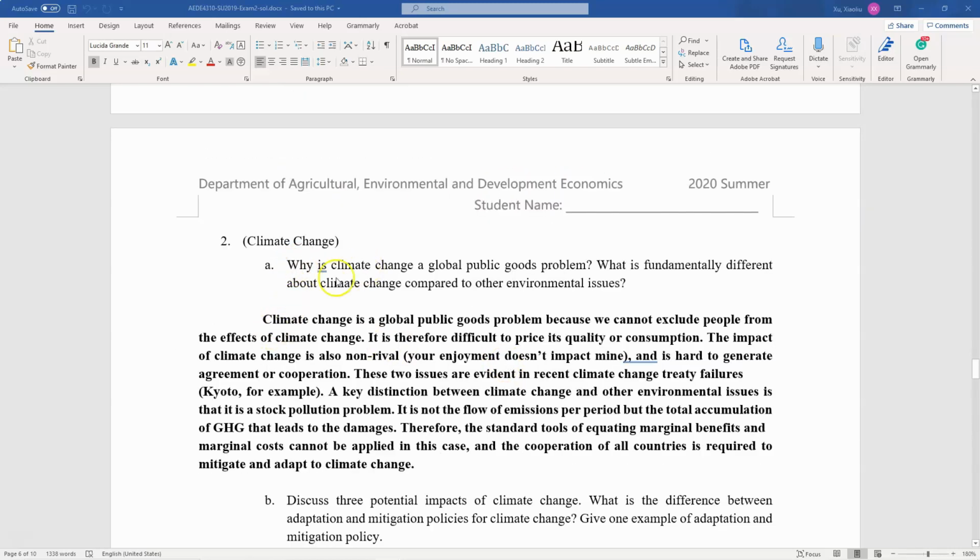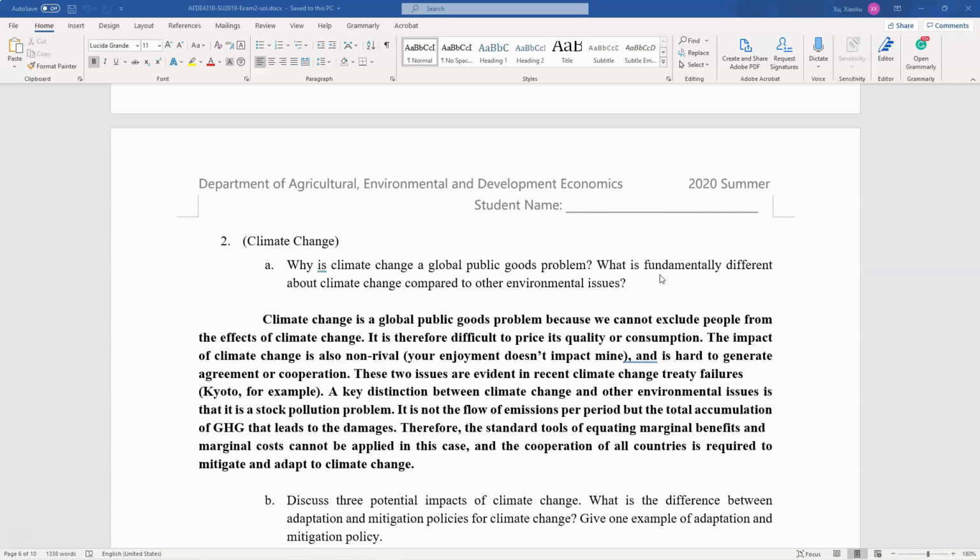And the second question, why is climate change a global public goods problem? What is fundamentally different about climate change compared to other environmental issues? So I would like to explain the fundamental difference between the climate problem and other environmental issues. Remember, when we talk about pollution control, there are two different types of costs. The first one is the damage cost, and the second one is the abatement cost. And we draw two lines representing the marginal abatement cost curve and the marginal damage cost curve. So the intersection of those two lines is the optimal level to abate, or the optimal level to pollute, because at this point the total cost would be minimized, and so we say this one is the optimal level.